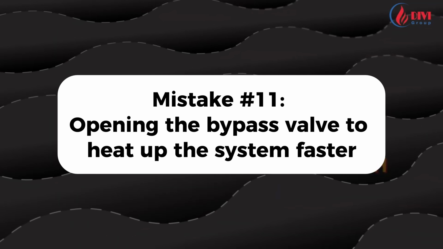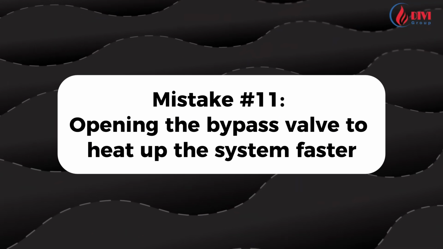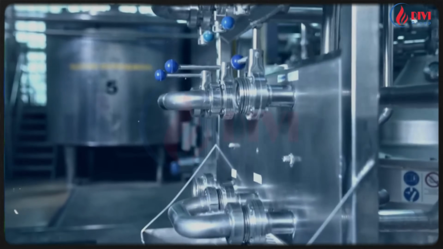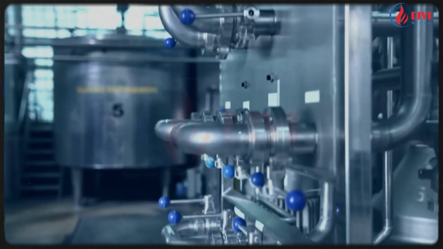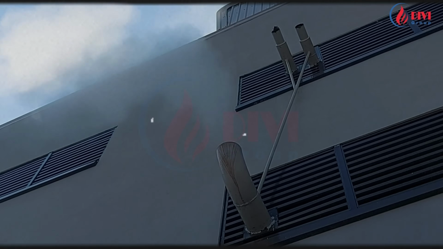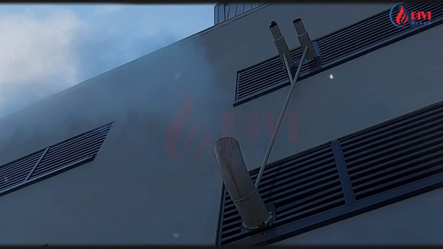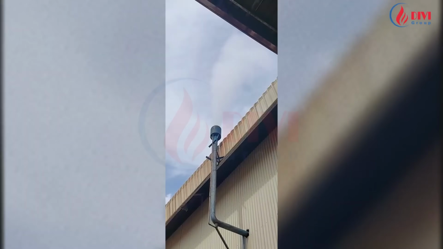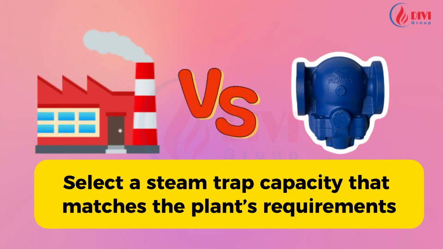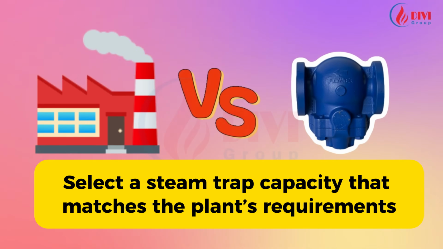Next is mistake number 11, opening the bypass valve to heat equipment faster. When equipment lacks heat, operators often open the bypass valve to prevent condensate from passing through the trap. This heats the machine faster, but steam escapes along with condensate, causing significant losses. Temporary use may be acceptable, but frequent use indicates improper trap sizing.